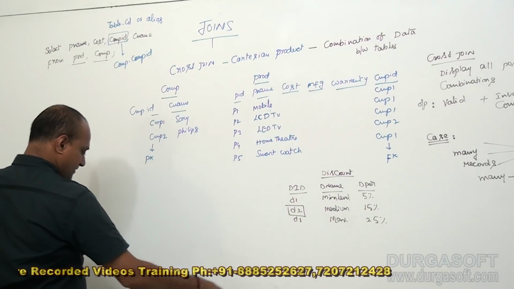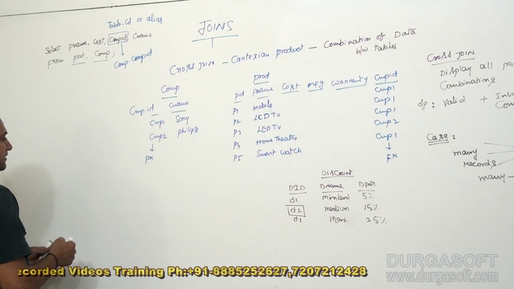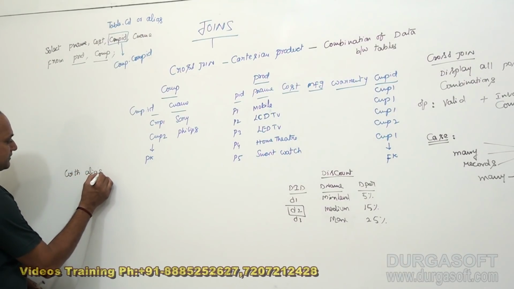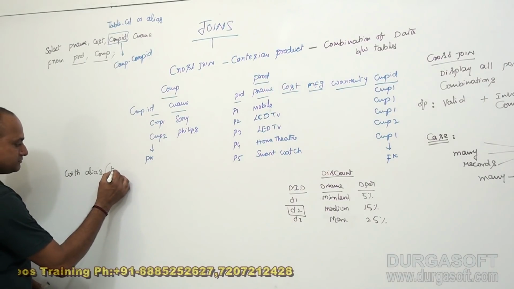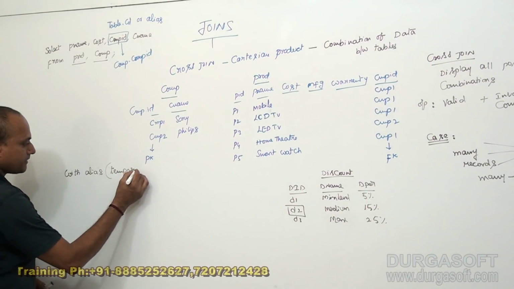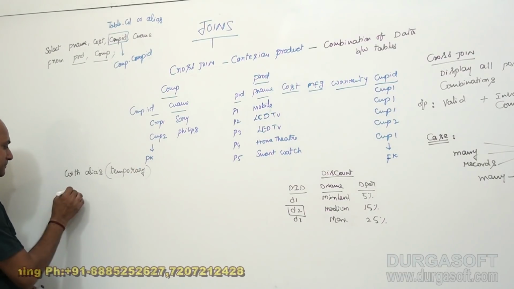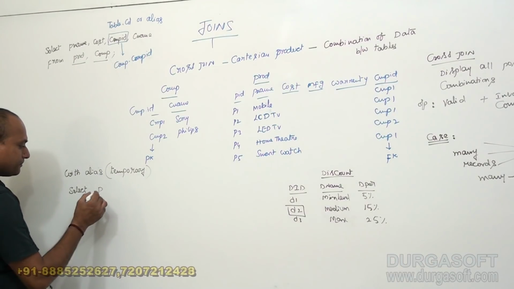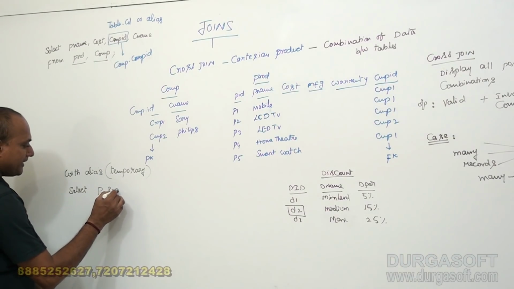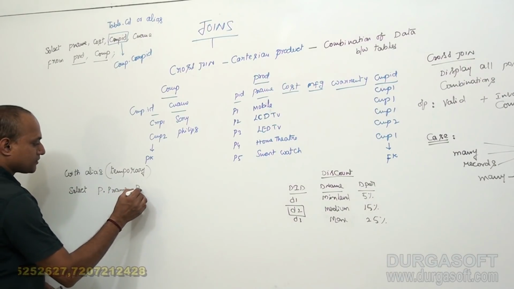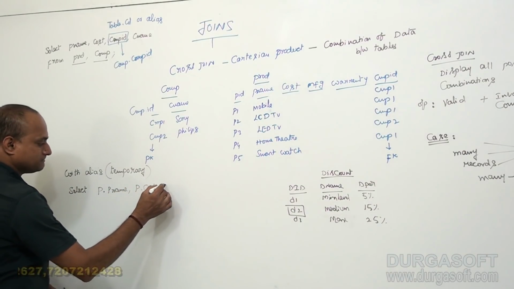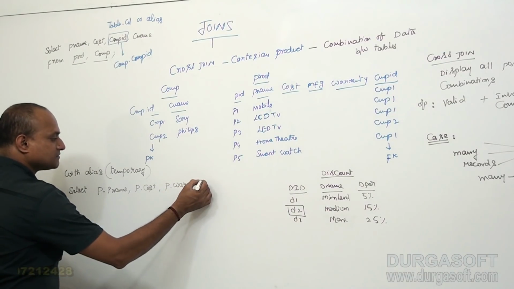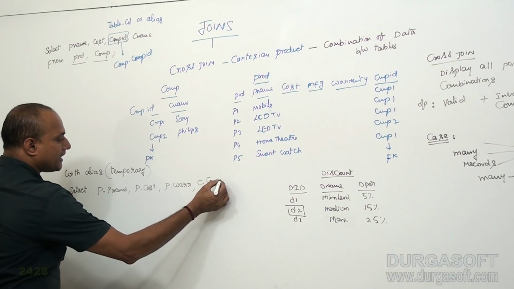Let me take another example. See, with alias names, how should I select the data? So here these aliases are temporary. Remember that. These aliases are temporary. Select. See, for the product I am using alias name P. P dot P name, comma, P dot cost, comma, P dot warranty, let us assume, comma, C dot CMP ID.